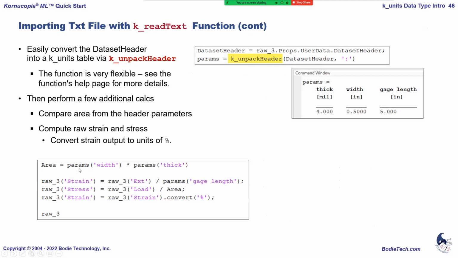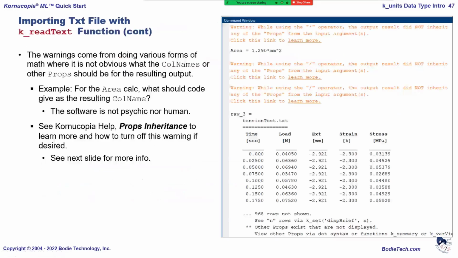Should it make the column name be width times thickness? That would be kind of crazy. And like here, the strain column, should the column's name be ext/gauge length? It's not obvious. So Kornucopia has rules about when you do certain math that it can smartly make column names. In other cases, it says the column name is a little bit too complicated and it's not going to inherit that or do it for you, and it warns you about that. It doesn't screw up the calculation. It just means that some of the output doesn't end up with any column name, like this area didn't have any column name associated with it.